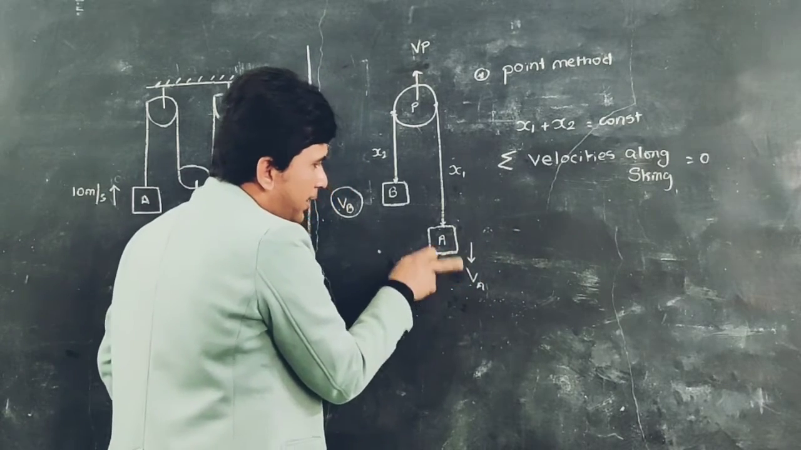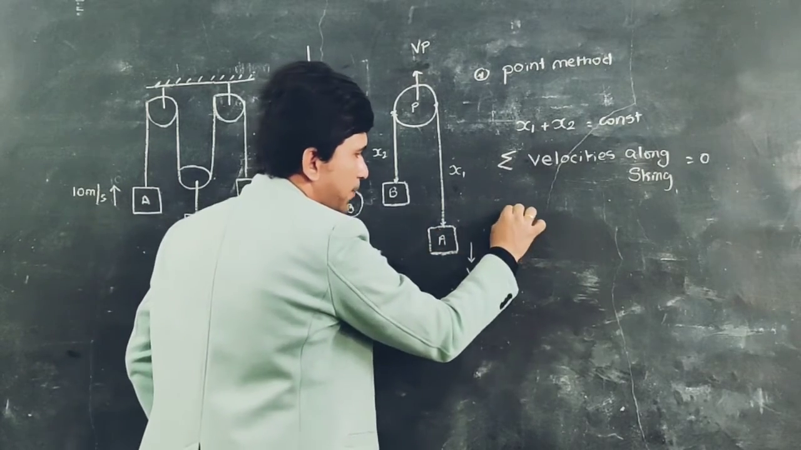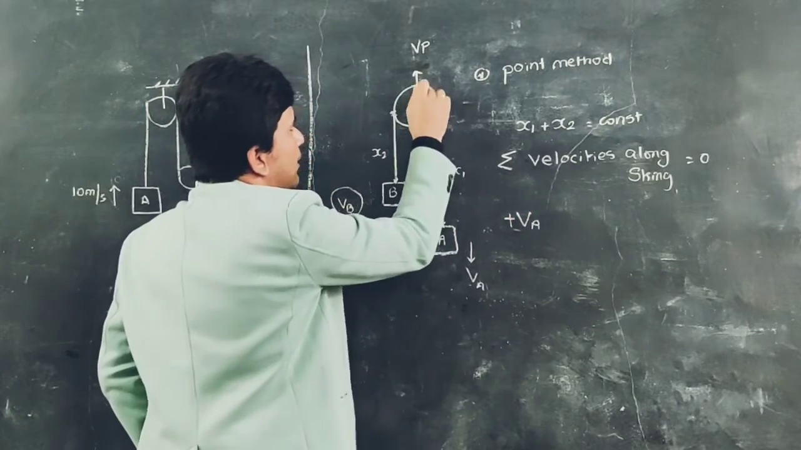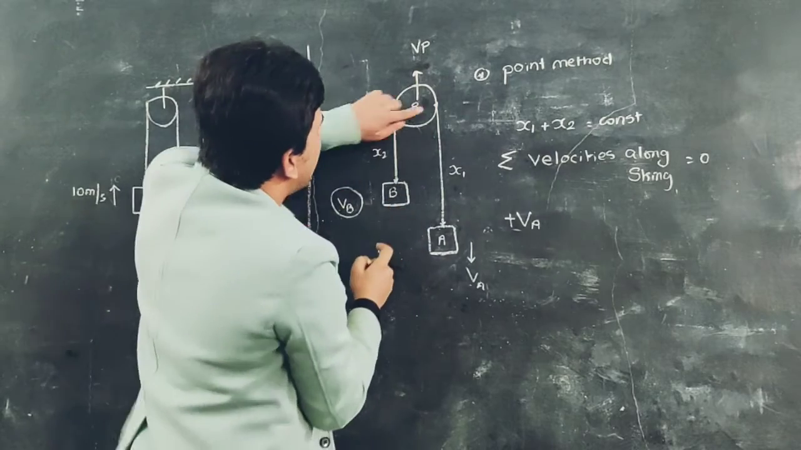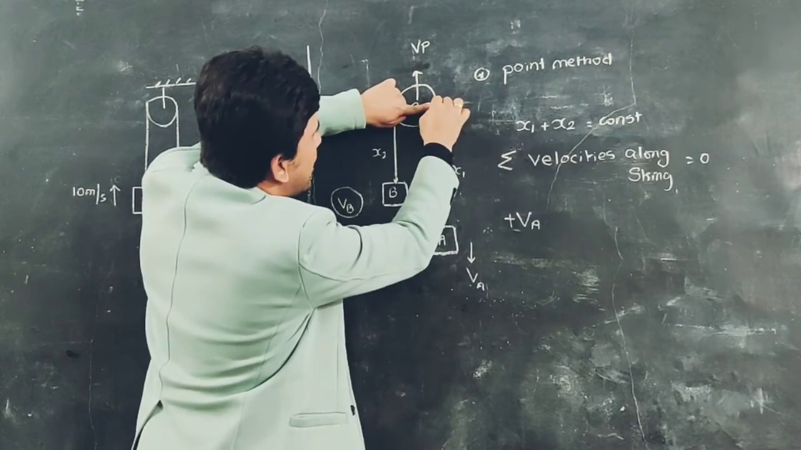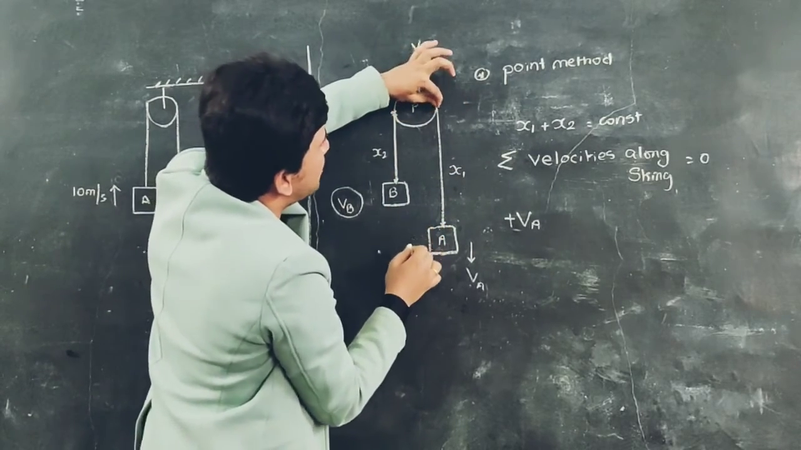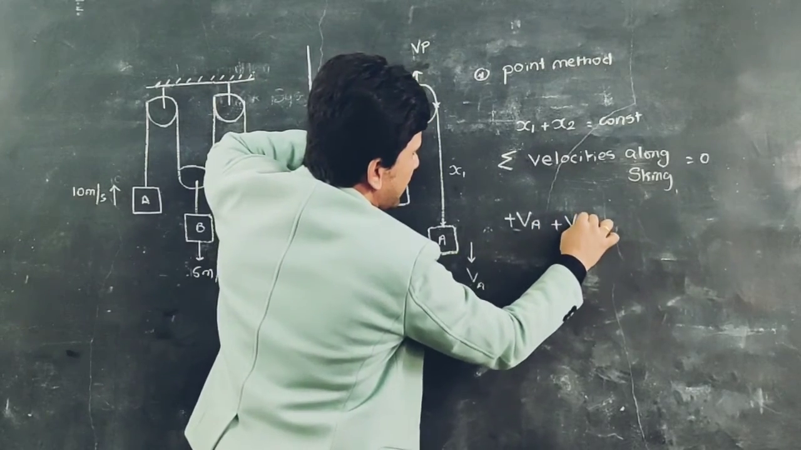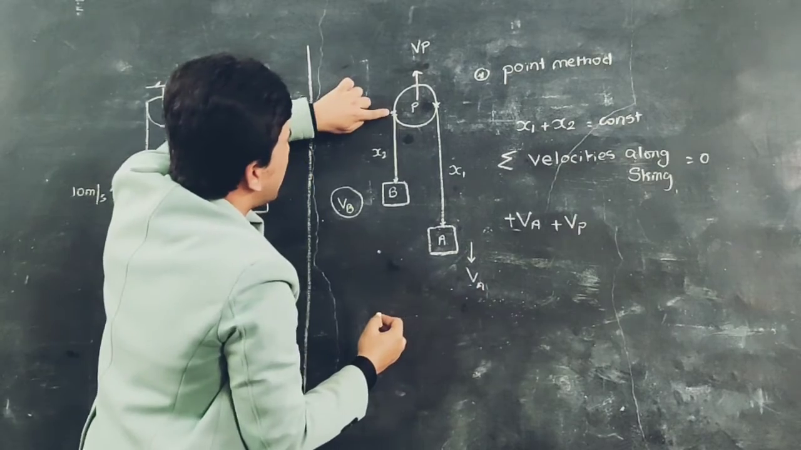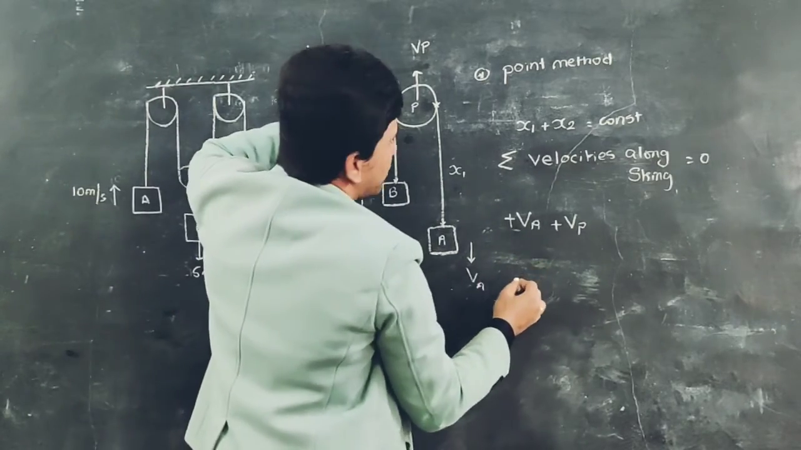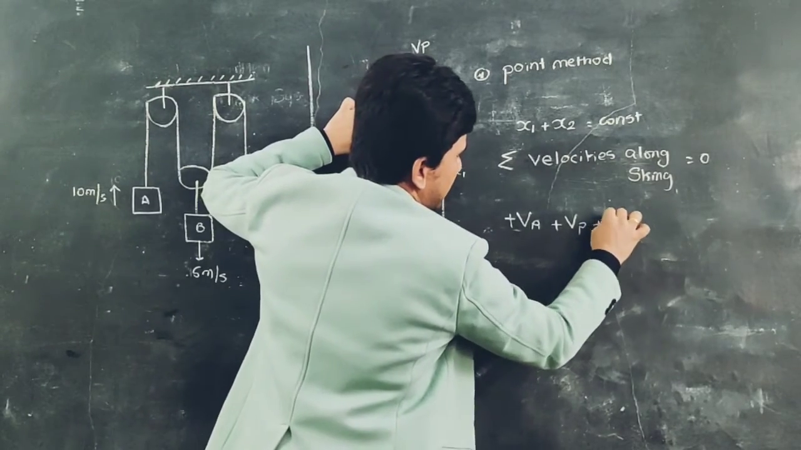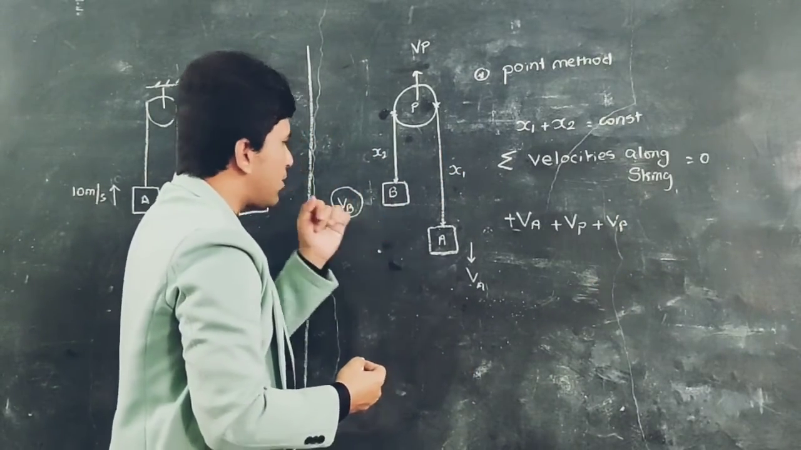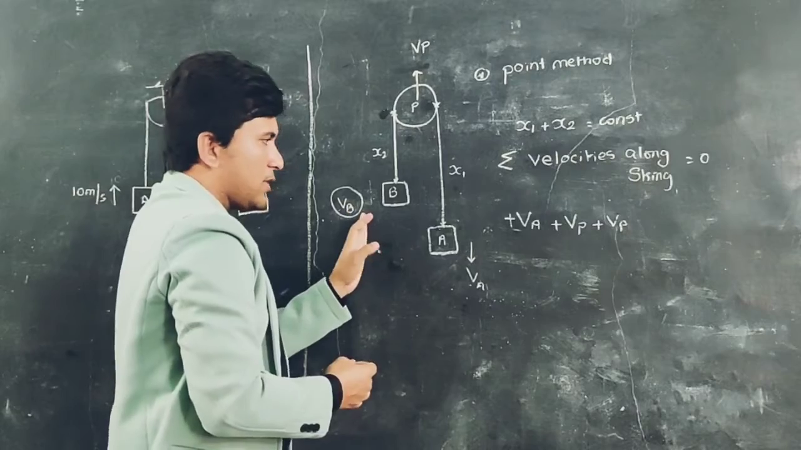This point A is being stretched, so you keep plus velocity of A. This pulley is moving upward. This point is also being pulled, or this point is trying to increase the length of the string, so plus Vp. This point is also trying to move up, plus Vp, and we want to find out the velocity of the B. We don't know this one. What you do?